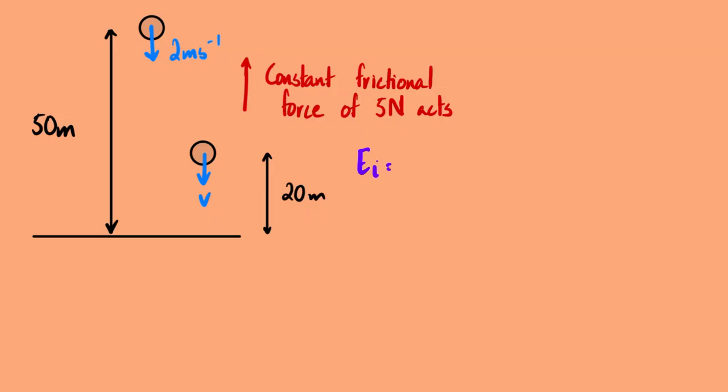Now, what makes this question a bit more challenging is that initially or finally, the energy is neither purely kinetic nor purely gravitational potential. It would be both. So initial energy is mgh plus half mv square, if I just write this here.